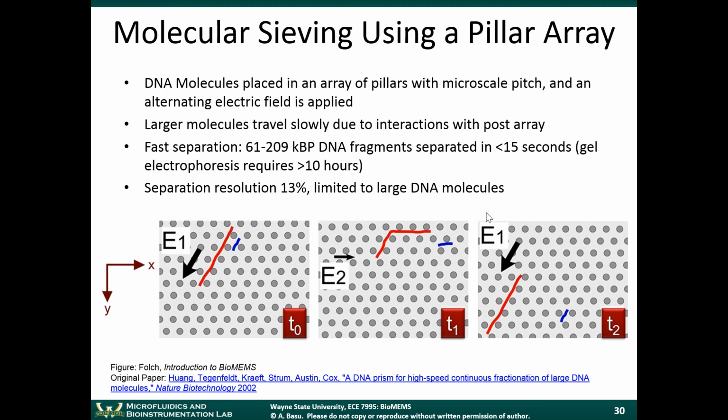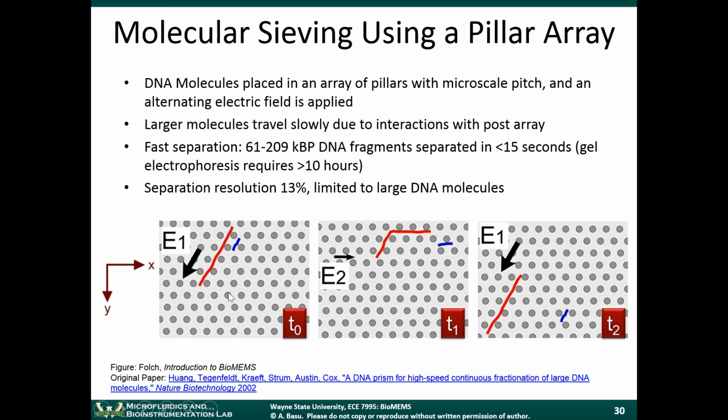This particular technique separates DNA molecules using a pillar array. Now, I apologize for the confusion. This is no longer chromatography. This is using electric fields again. But I just want to show that you can separate molecules by using a pillar array instead of a gel. This is microfabricated. This is an interesting concept. They call it a DNA prism, but basically it's an array of pillars in a microfabricated device.